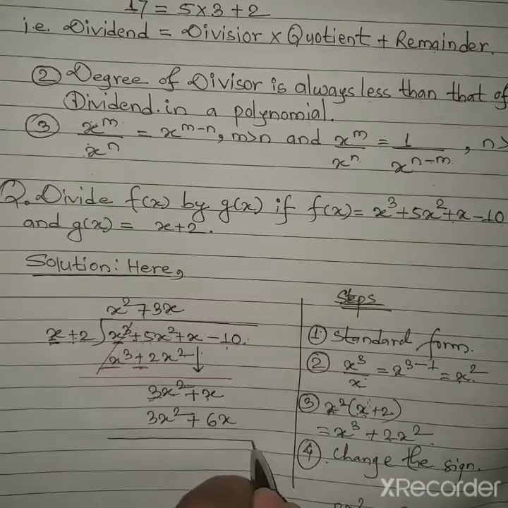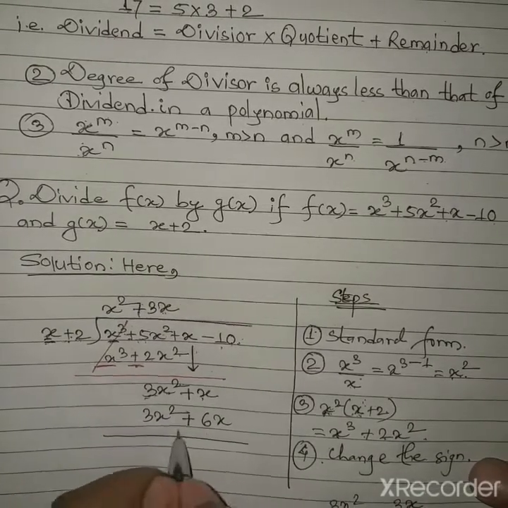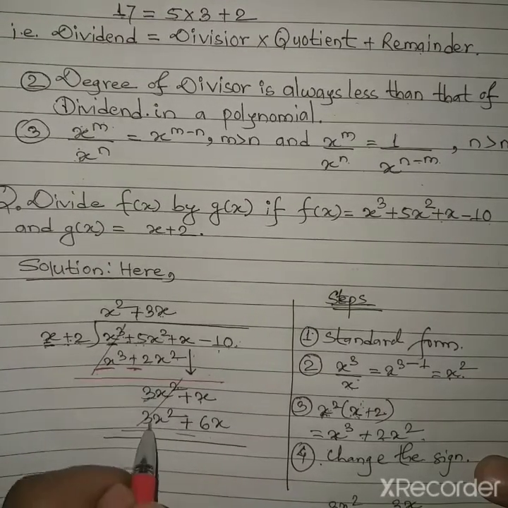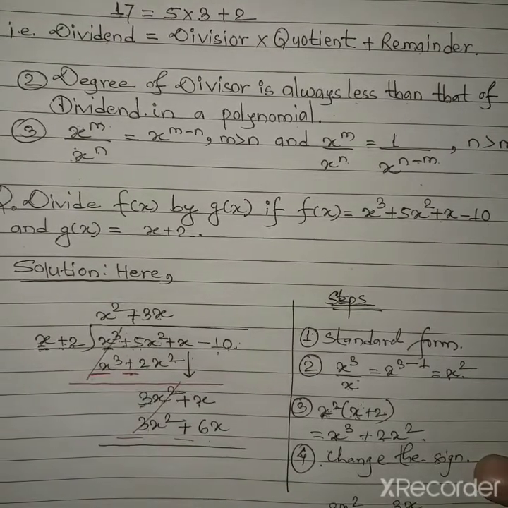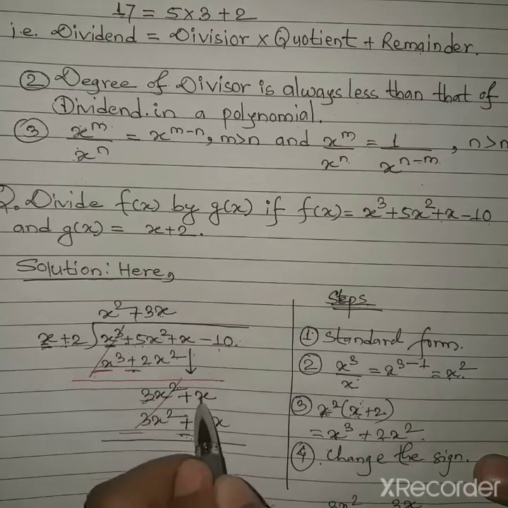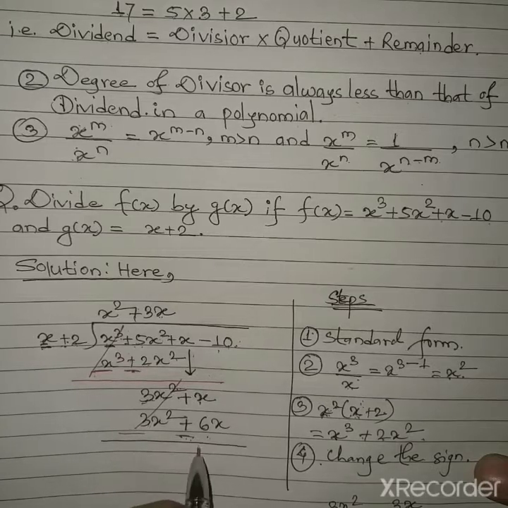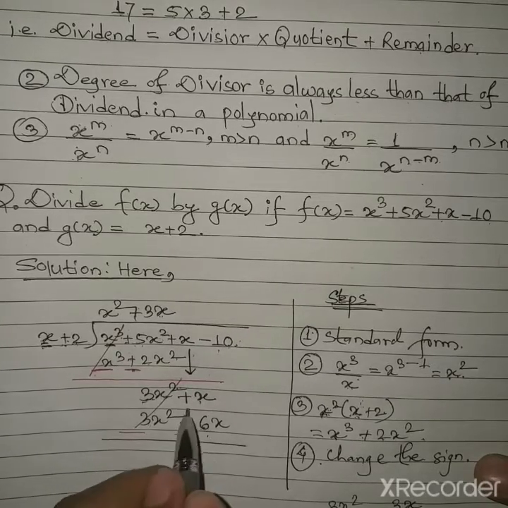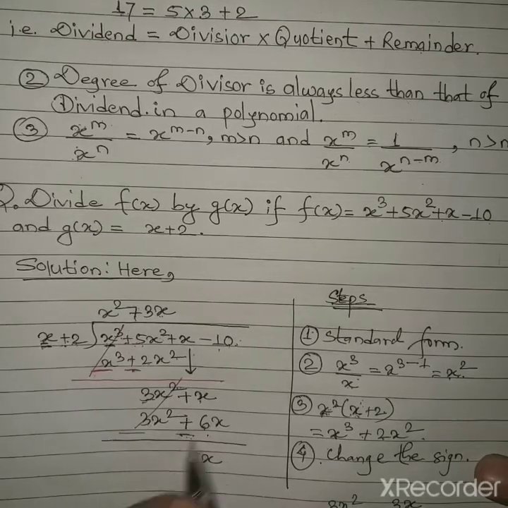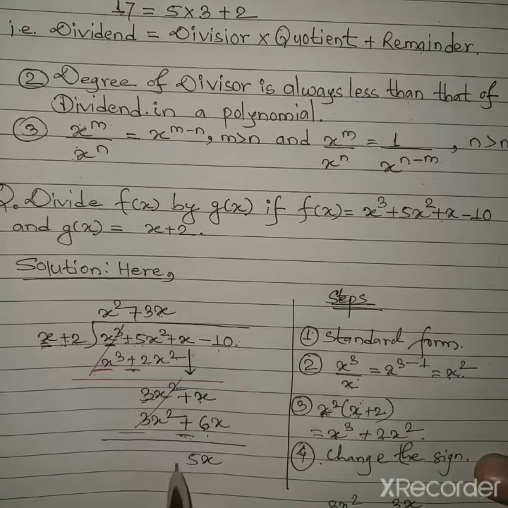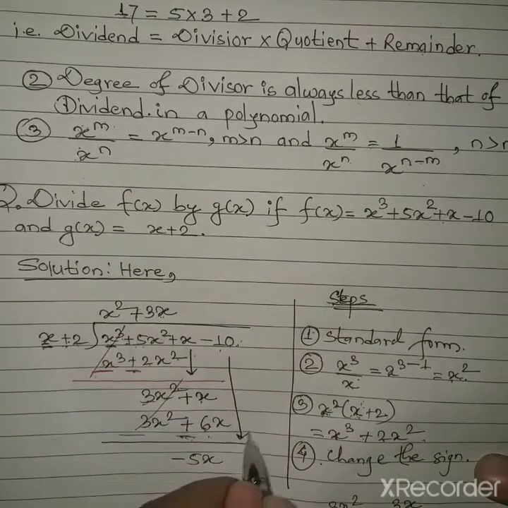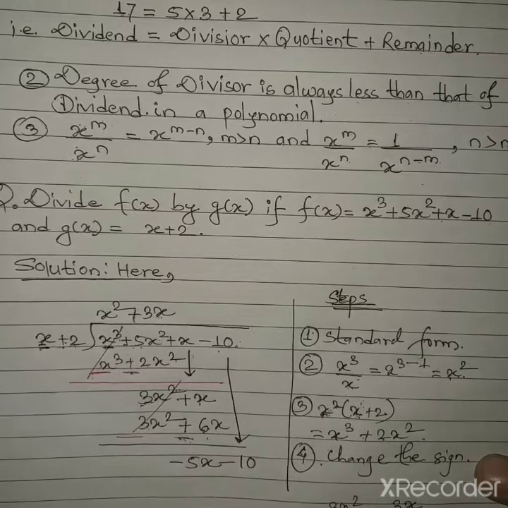Now again we have to change the sign, so the first term cancels out. Always the first term must cancel out in division. Keep this in your mind. Now see this changed sign: 6x and x are like terms, and when different signs are subtracted, 6 minus 1 is 5x. 6 is the greater number and has the negative sign in front of it, so it's minus 5x. Now minus 10 comes down.